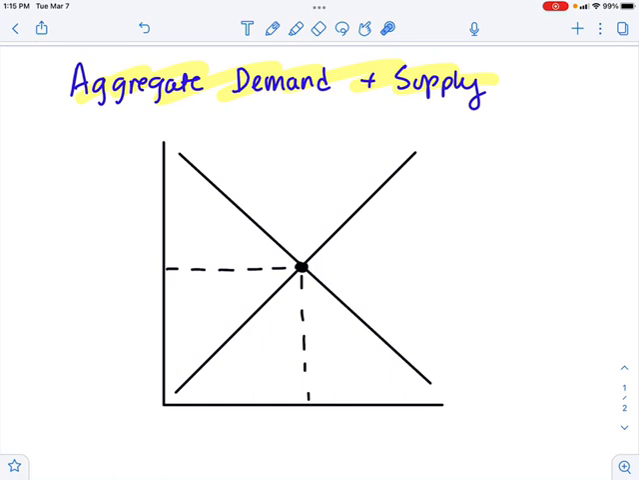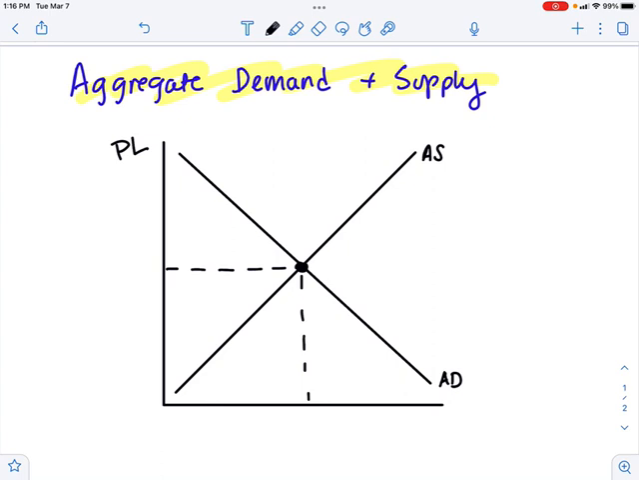So when we're referring to aggregate demand, we're going to put a label of AD here instead of just a D like we did in Unit 1. So we're saying this is the demand for all goods and services in the economy. And up here, we're saying that this is the supply of all goods and services in the economy. And rather than just saying price, we're going to call this price level. So it looks similar to what we did in Unit 1, but it's a little bit different.